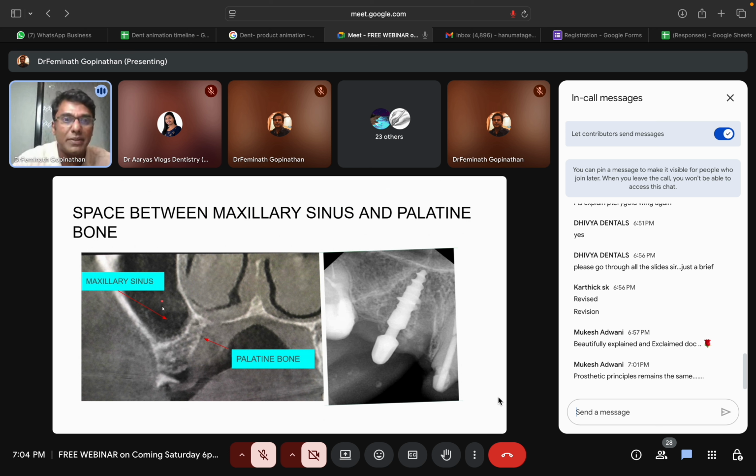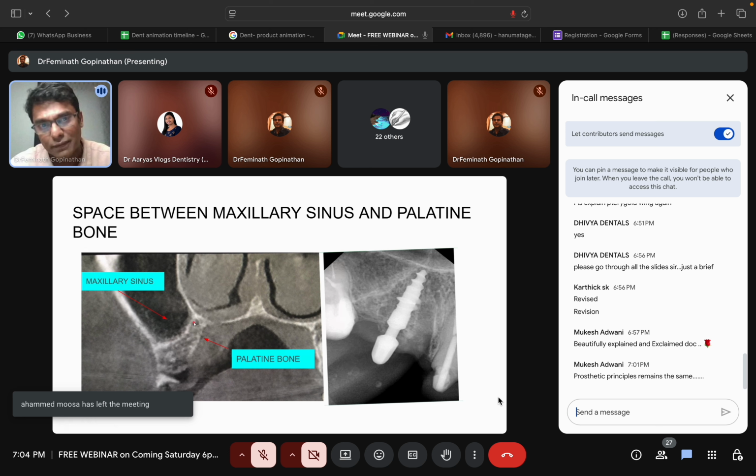Now this is an area which is always my favorite. You can see this is the maxillary sinus floor. This is the palatal bone. This is the maxillary sinus floor. This is the palatal bone. What I do is I keep my fingers here like this, and then I take a distance of almost 3 millimeters from here, and then drill parallel to my fingers. So I will reach here, and that is how we have placed this.